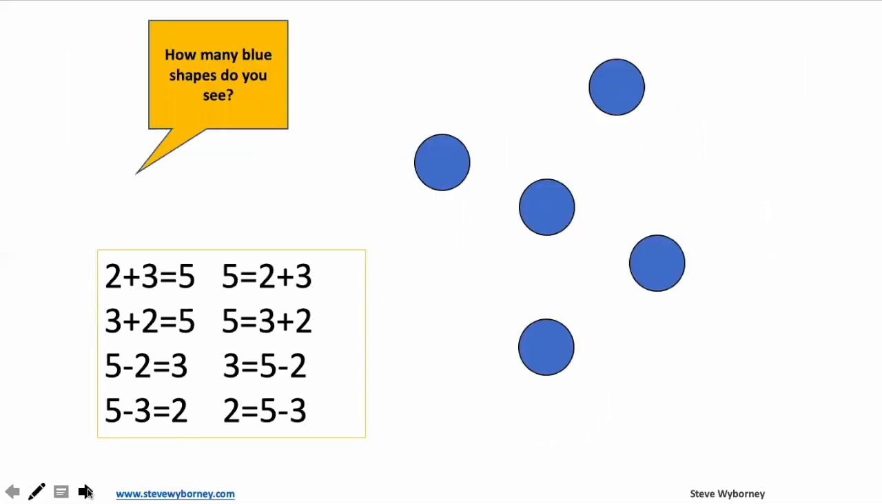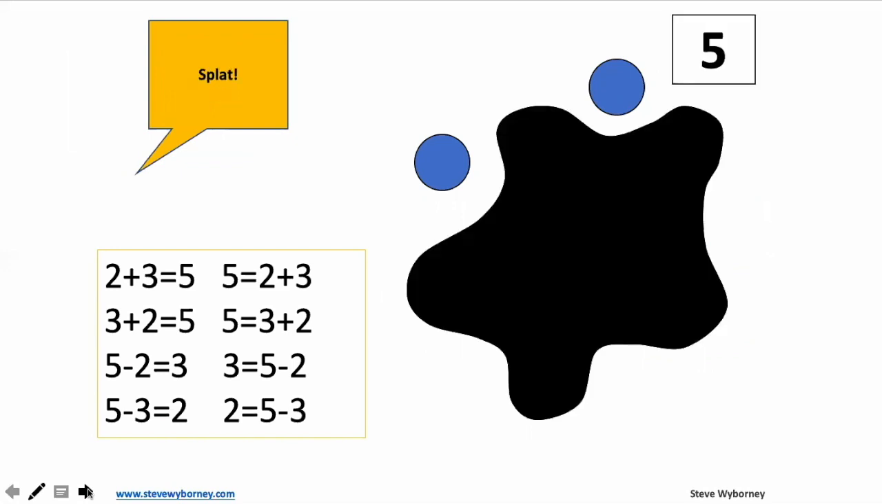How many blue shapes do you see? 5. And the number 5 appears. Splat. How many shapes are under the splat, and how do you know? There are 3 because we had a total of 5. How else could you know? Well, if you know your number combinations of 2 plus 3 and 3 plus 2 is 5, and 5 minus 2 is 3, and 5 minus 3 is 2, then you would know that it's part of the number family, and we could figure it out.